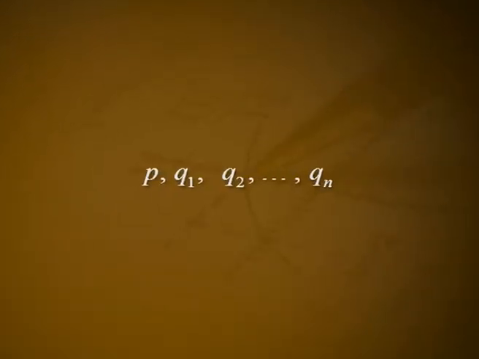Corollary 2. If p, q1, q2, etc., qn are all primes and p divides q1 q2 q3, etc., qn, then p is equal to qk for some k, where 1 is less than or equal to k less than or equal to n. Proof: we know that p divides qk for some k with 1 less than or equal to k less than or equal to n. Being a prime, qk is not divisible by any positive integer other than 1 or qk itself. Because p is greater than 1, we are forced to conclude that p is equal to qk.